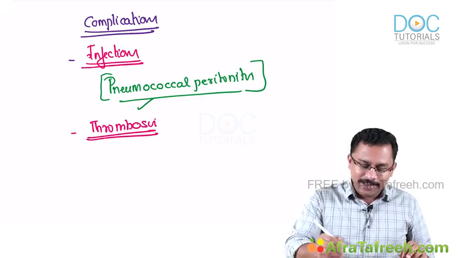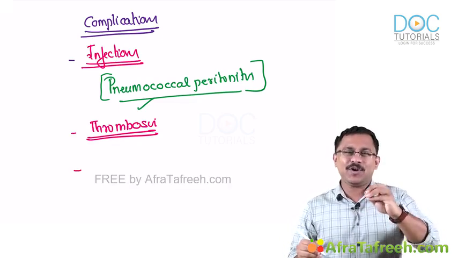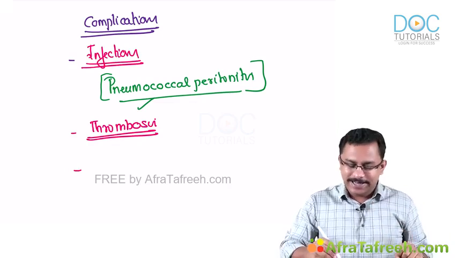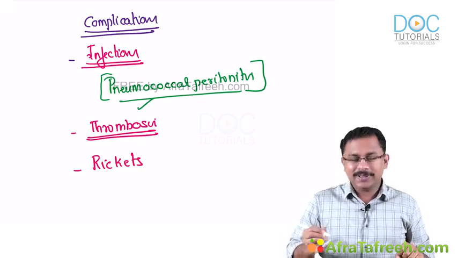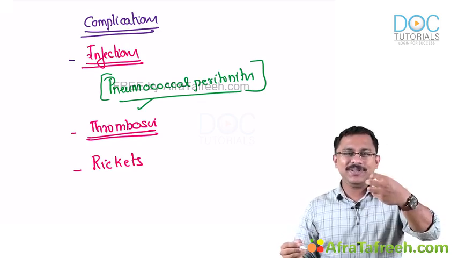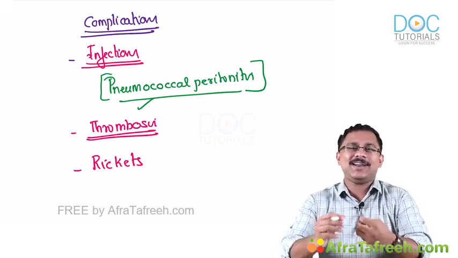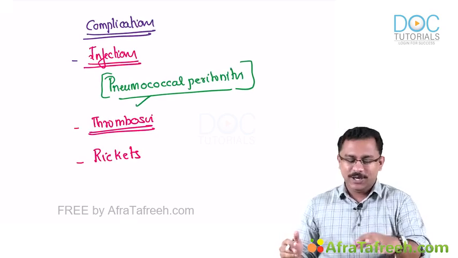And another point that you have got to keep in mind is that patients with nephrotic syndrome, especially the children, are likely to have rickets as well. They are likely to have rickets because of the loss of substances in the urine; the minerals are lost. So there is a possibility of rickets also in such individuals.